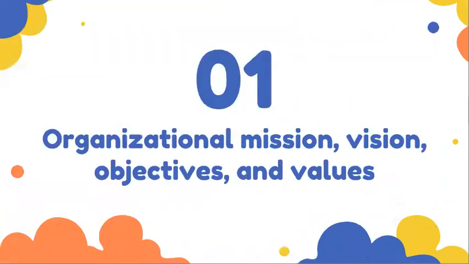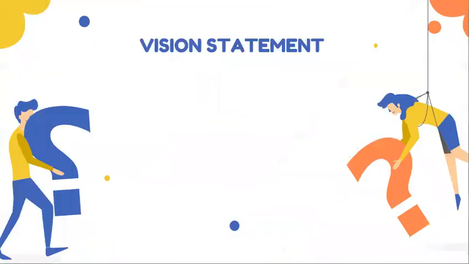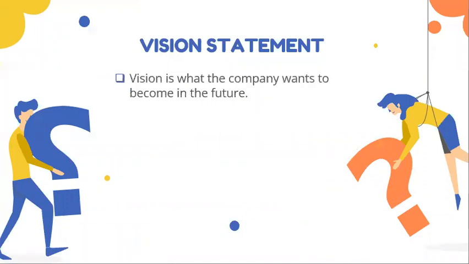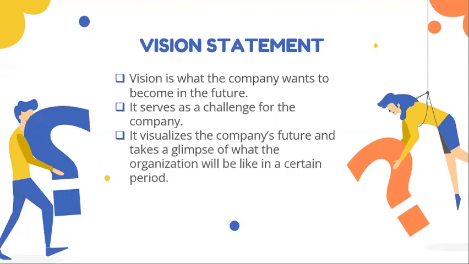Okay, for the first topic, organizational mission, vision, objectives, and values, we start with the vision. So vision is what the company wants to become in the future. It serves as a challenge for the company. It visualizes the company's future and takes a glimpse of what the organization will be like in a certain period. So, definitely, the vision, ito yung big picture kung ano yung gustong ma-achieve ng organization. It's either for 3 years, 10 years in the future.